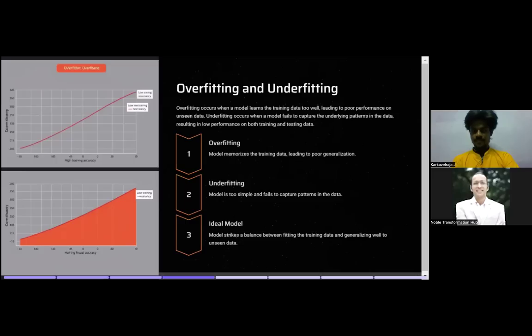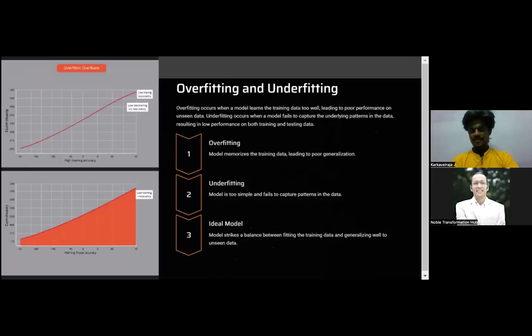Underfitting is a simple technique to understand. It occurs when the model fails to capture the underlying pattern in the data, resulting in lower performance on both training and test data. Underfitting will not capture those underlying patterns in both training and test data. That is the simplest way to learn about overfitting and underfitting.